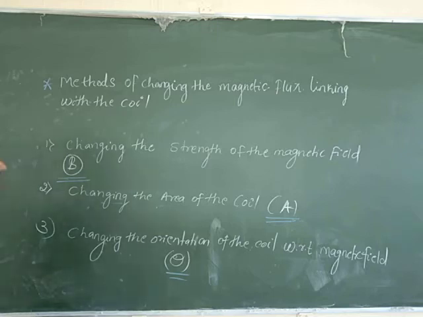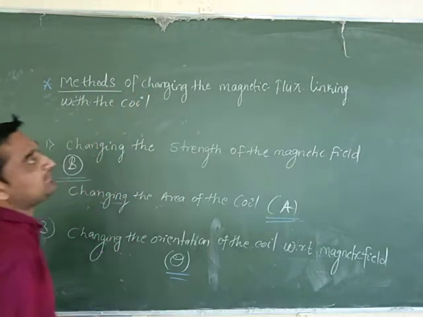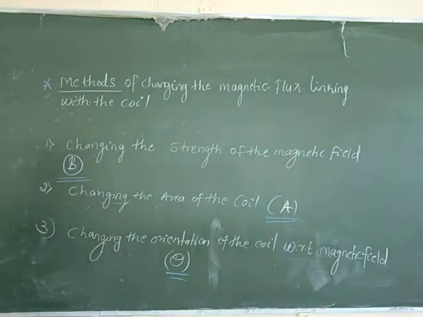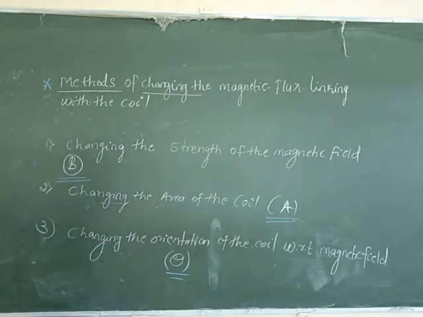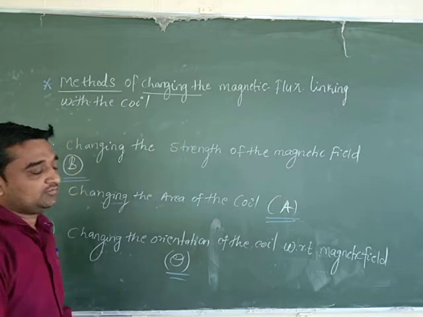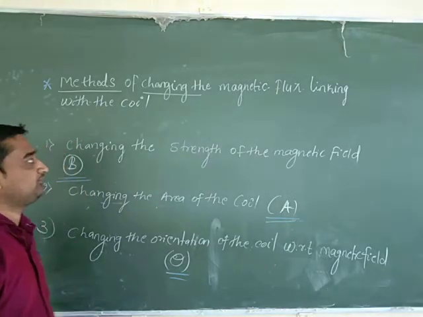The next point we have to discuss here is the methods of changing the magnetic flux linking with the coil. How many ways can we change the magnetic flux linked with the coil? So let us discuss the methods, and then we have to derive the expression for the motional EMF. What is motional EMF? Hence we have to derive the expression here.